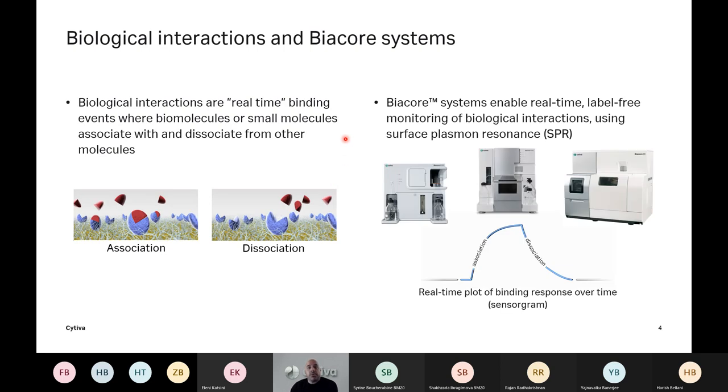So what Biacore systems do is that they enable us to monitor in real time in a label-free mode these biological interactions, okay? Based on the surface plasmon resonance principle.